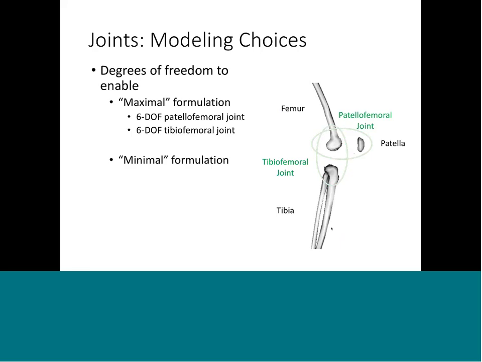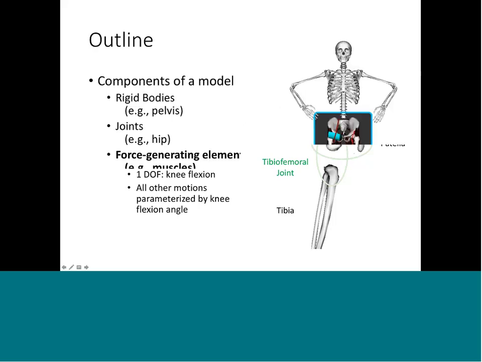Alternatively, as we did in our model, we can use a minimal formulation and just use 1 degree of freedom, knee flexion, to define both of these joints and parameterize all other motions, such as translation of the patella along the femur, using just the knee flexion angle. And while this may give us less flexibility to track, for example, the knee varus angle independently of knee flexion angle, this formulation is more robust to measurement noise.